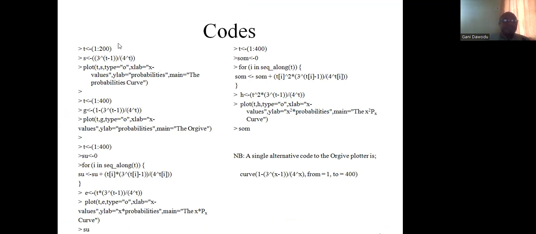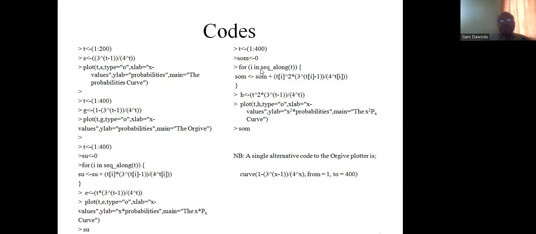And here are the codes. You just run it. It will give you the codes for the first curve that we had. Then this will give the code for the ogive, which is the cumulative distribution function curve. And this here will give you the x, p of x curve. And this command here, this request here, will give you the sum to infinity, which you found to be 4. So that's why we say the expectation is 4.